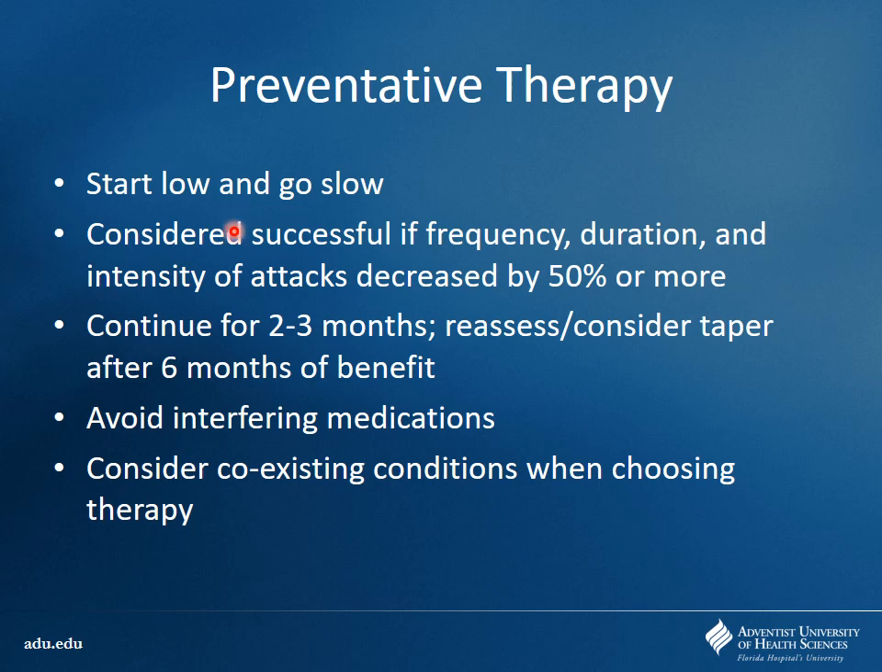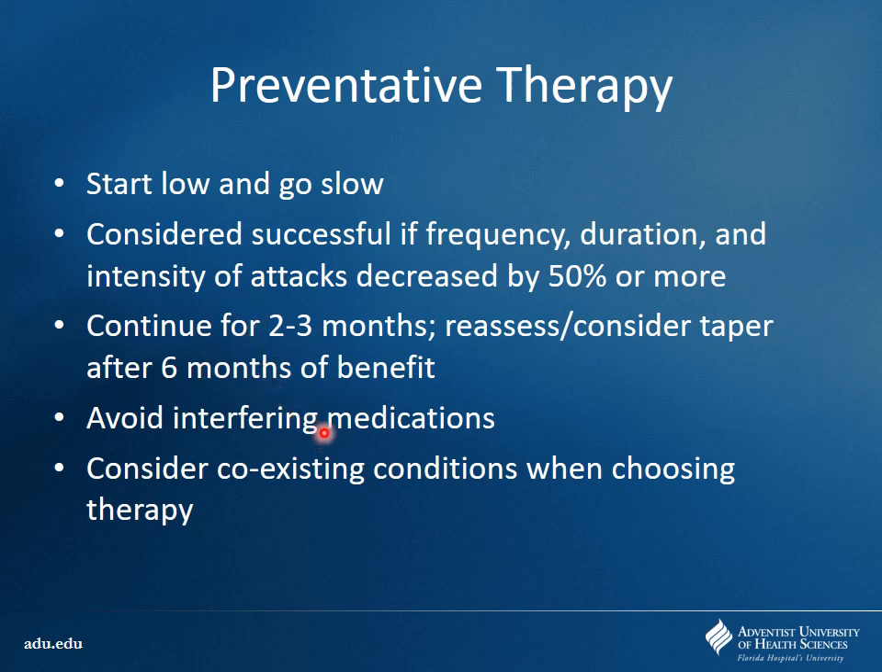And then you'd consider it successful if you have the frequency or duration decreased by about 50%. That's kind of what your guide is. Again, you're not expecting to get rid of migraines completely, but hopefully a 50% reduction would be pretty good. And then you continue for about 2 or 3 months, see how it's going to work, and really get full benefit after 6 months or so of therapy.